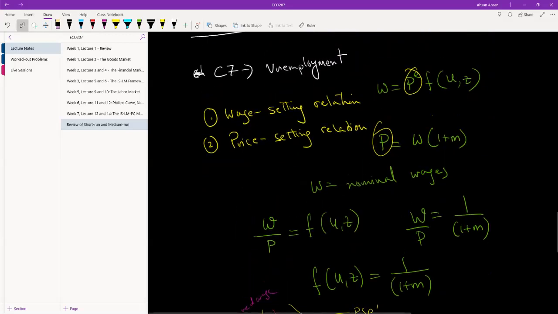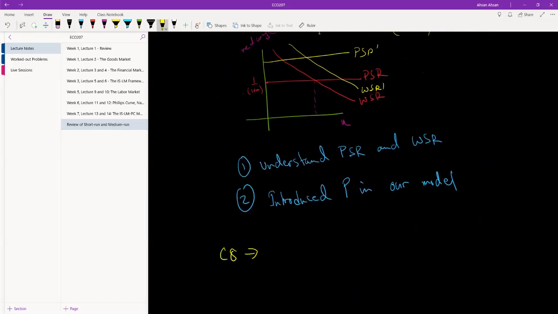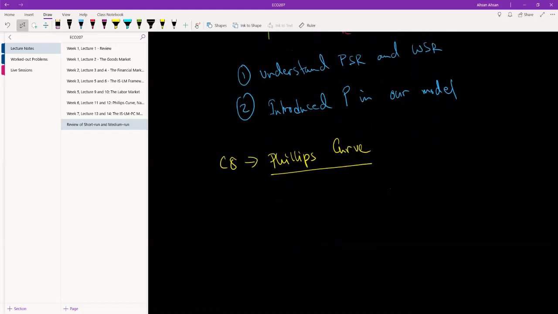What was the next chapter? This was 7. So in chapter 8, we took a look at the Phillips curve. The Phillips curve effectively was, if I'm not mistaken, pi_t minus expected pi_t equals lambda times u_t minus u_n. I think this was it.